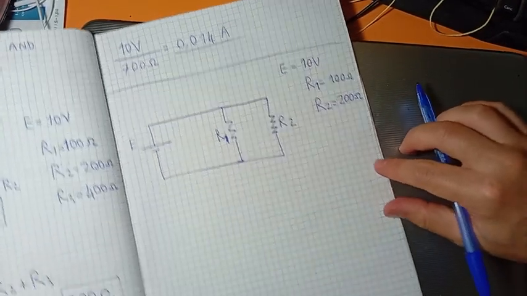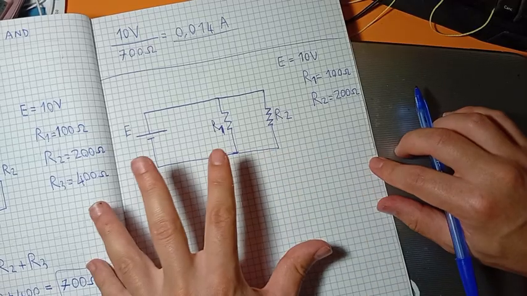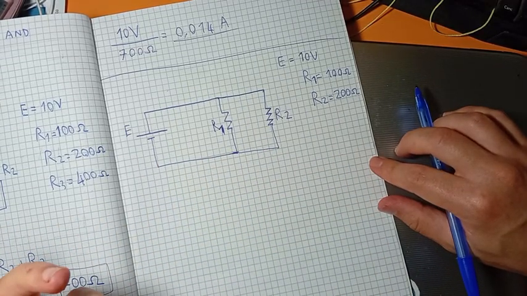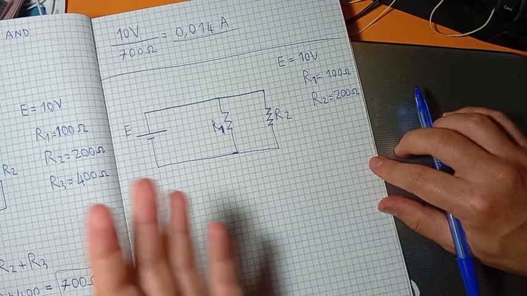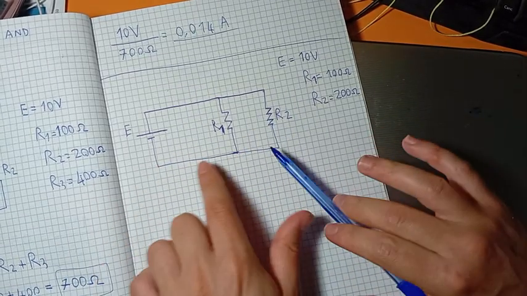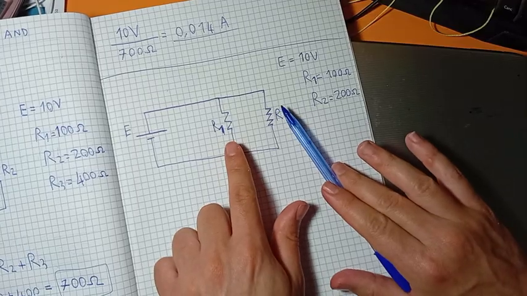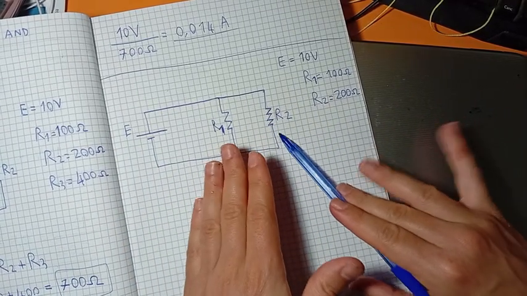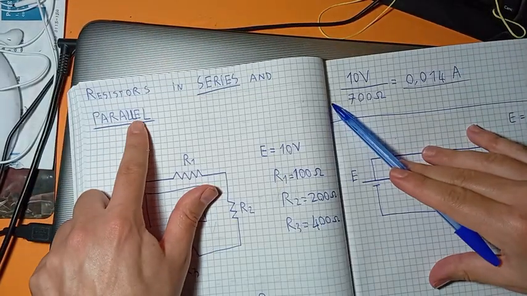So this is what I got here, and what should I do now? How could I calculate the total resistance? Well, this configuration where resistors are arranged like this is the parallel configuration. So what does it mean?